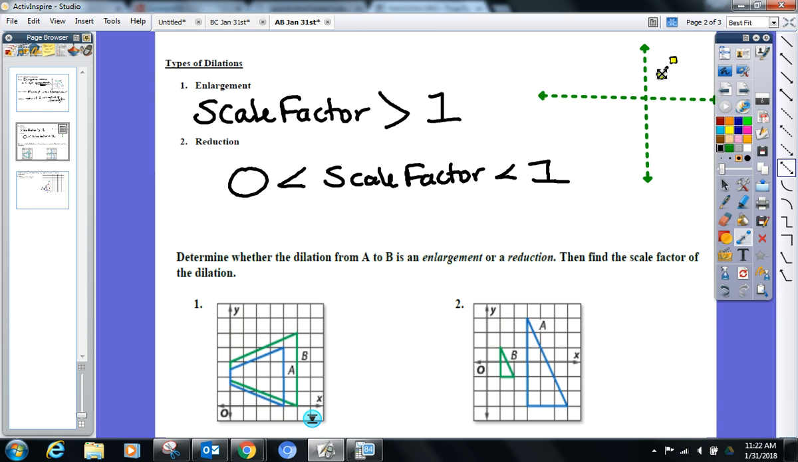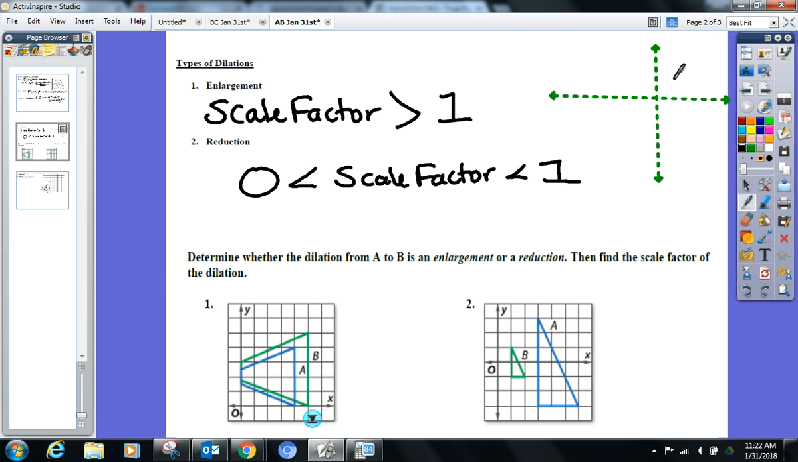So let's say I have a triangle right there in the first quadrant that looks like that. Cameron, give me a negative number. -3. So let's say my scale factor is -3. Here's how the negatives work.